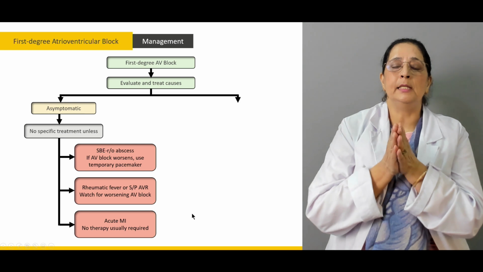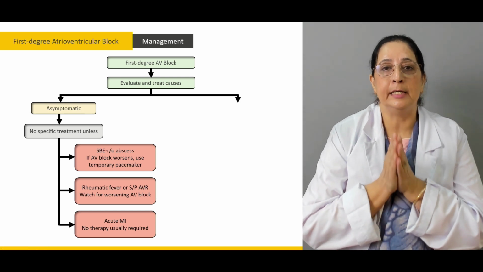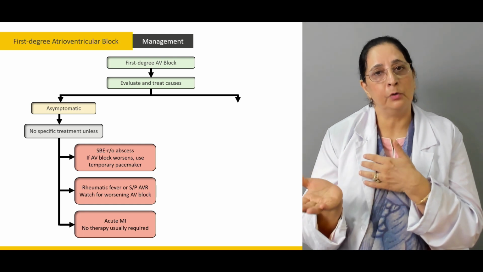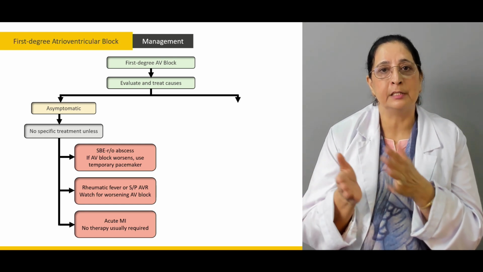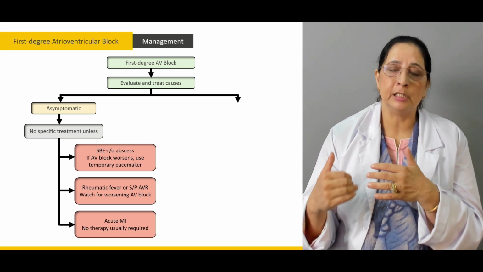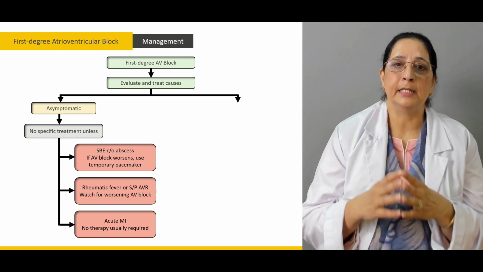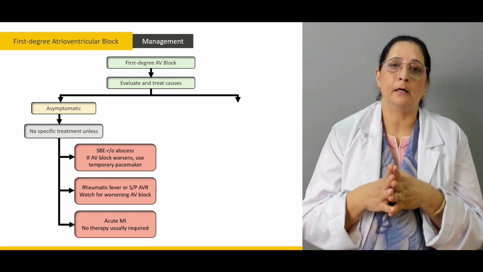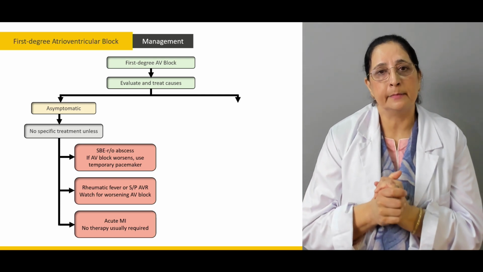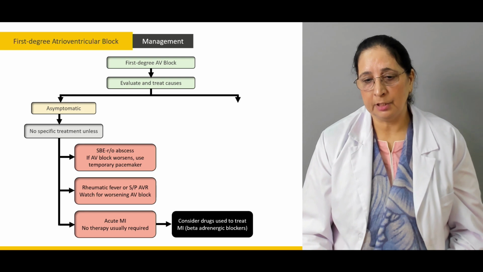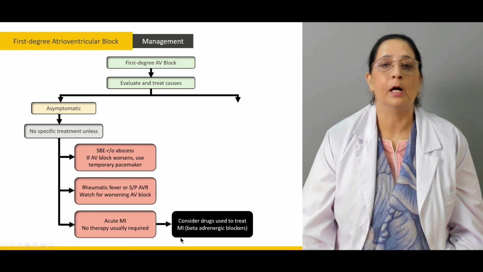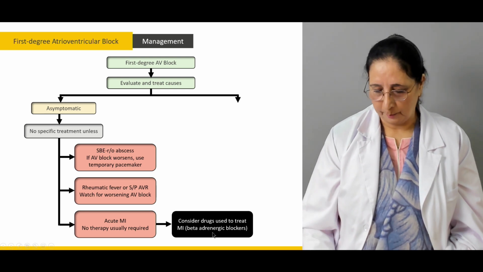So depending on the symptoms or the condition of the patient, if the patient is asymptomatic, we don't need any treatment for the first degree AV block unless certain conditions are present in which we sometimes need a temporary pacemaker, or just observe the patient unless symptoms develop. Then consider drugs used to treat MI, myocardial infarction, like beta blockers.